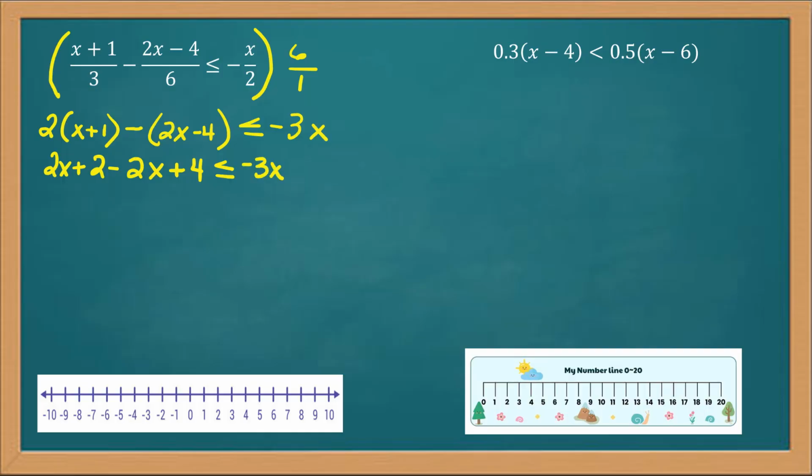And now you want to get all the x's on one side and all of the constants on the other side. So on the left here, you're going to have 6, and on the right, you're going to have negative 3x. And so you're going to have to divide through by negative 3, which means you'll have to flip that sign to point the other way, and you will end up with negative 2 is greater than or equal to x. And really, the way you would want to write that would be x is less than or equal to negative 2. And that's the set notation.